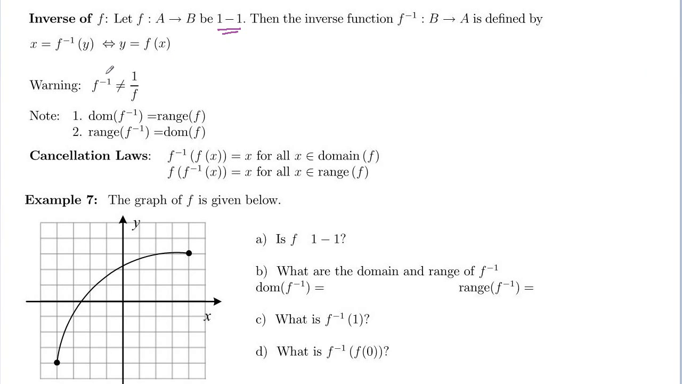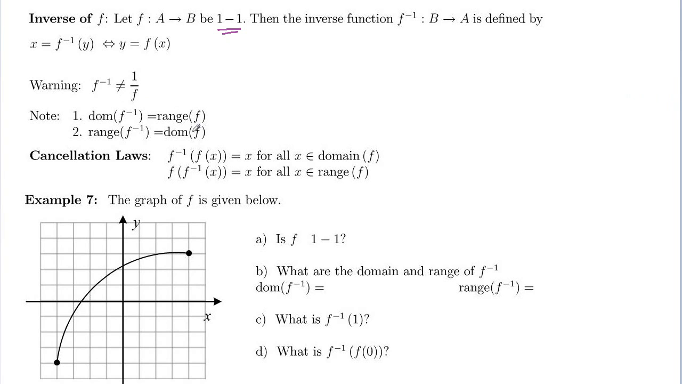Now, just a warning here: danger, Will Robinson, danger, don't do this. f to the -1 does not mean reciprocal, 1 over f. Okay, that means inverse function. When we want the reciprocal, we'll actually write 1 over f. So note, as I already mentioned, the domain of f inverse is the range of the original function f, and the range of the inverse function is the domain of the original function f.